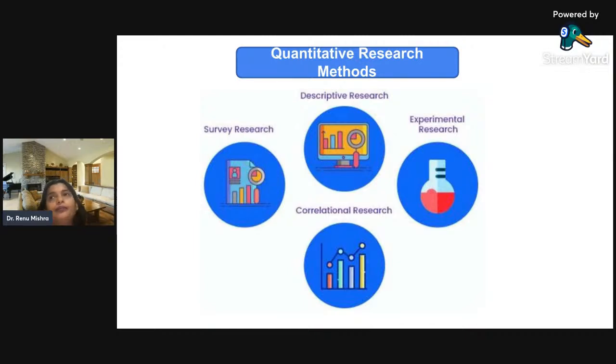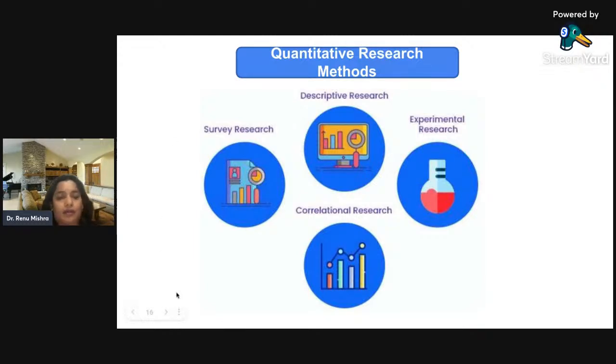Now with all these research methods, what do you get? You get quantifiable information, which can be expressed in numbers. That's how you understand it: quantifiable information which can be expressed in numbers.